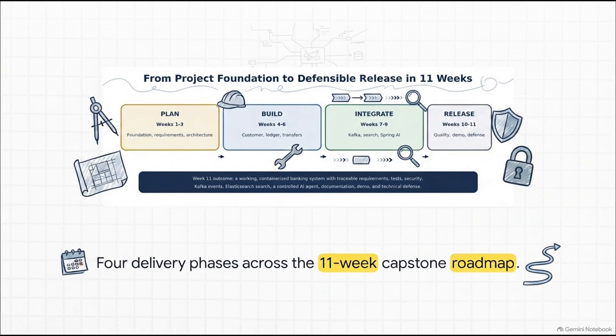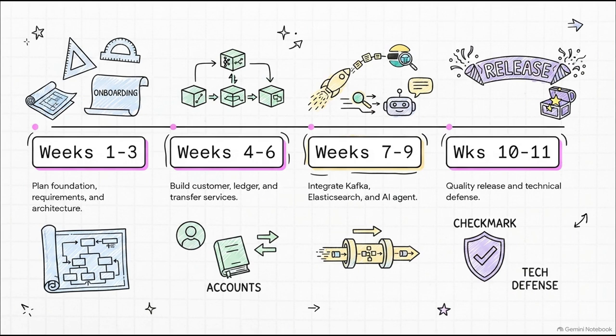Breaking that timeline down further, weeks 1 through 3 are your plan phase, focusing entirely on onboarding, requirements, and architecture contracts. Weeks 4 through 6 are the build phase, where you construct the customer, ledger, and transfer microservices. Weeks 7 through 9 are the integrate phase, and that's where things get really fun. You implement Kafka event pipelines, Elasticsearch, and the Spring AI support agent. Finally, weeks 10 and 11 are your release phase for quality assurance, live demos, and your technical defense.